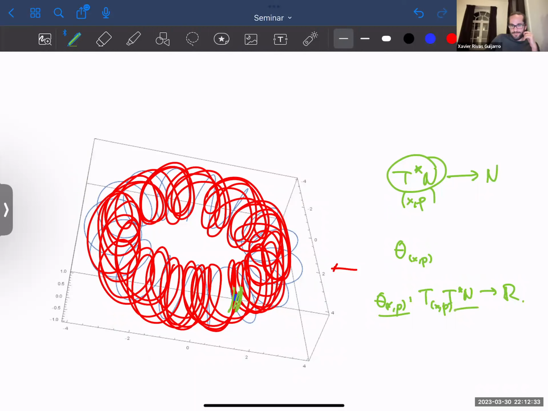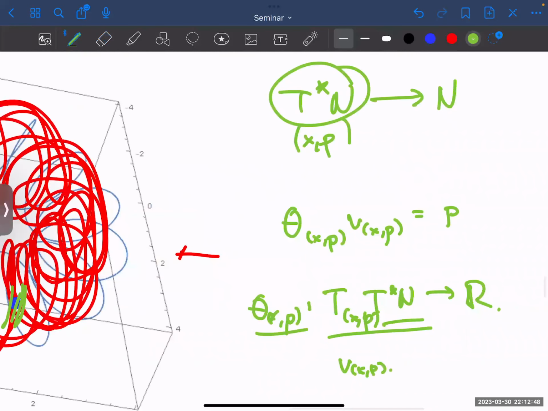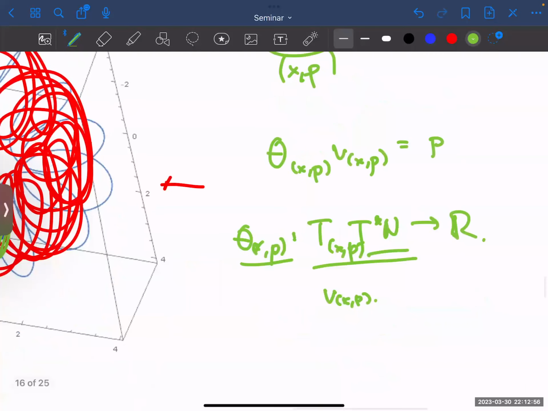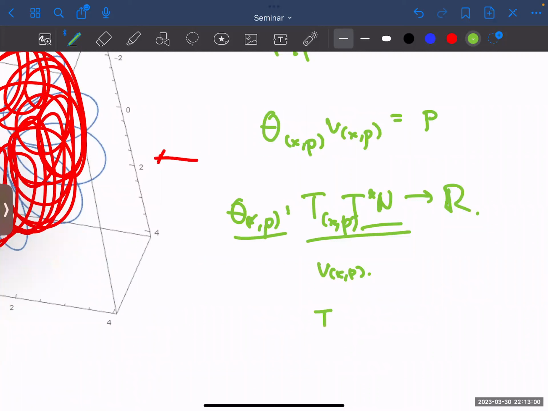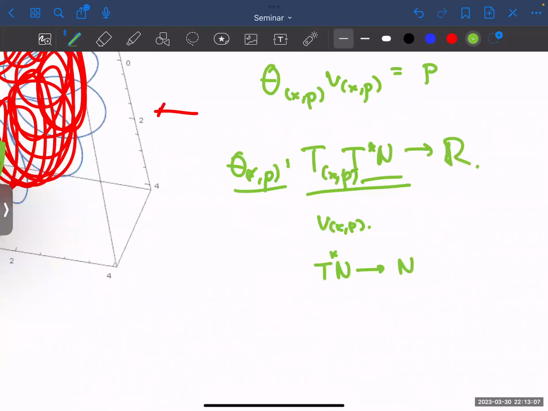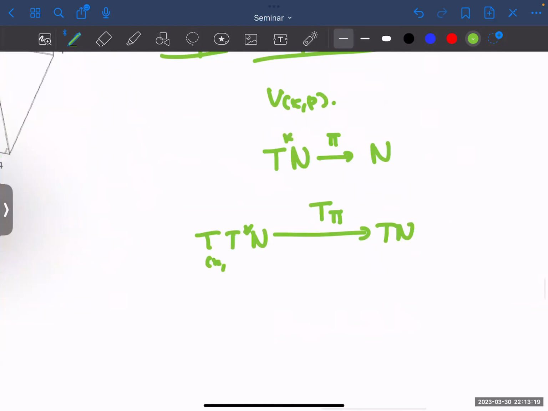When you have something like this, you have a certain tangent vector at this point. This is the only thing you can do, actually. When you have this tangent space, this is the projection onto N. Once you have the projection, you have something that goes from the tangent space of the cotangent bundle to the tangent space of N. So here you have (x, p), and here you have the projection, to the tangent space at x.